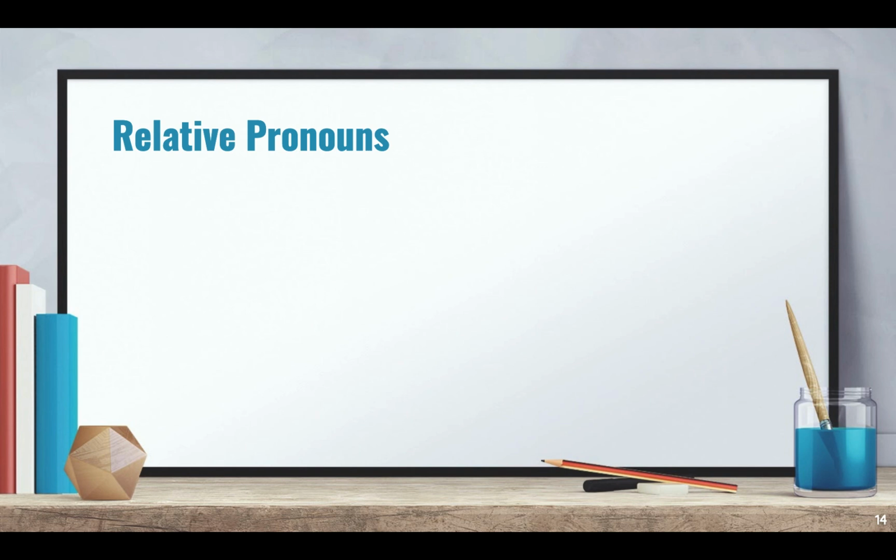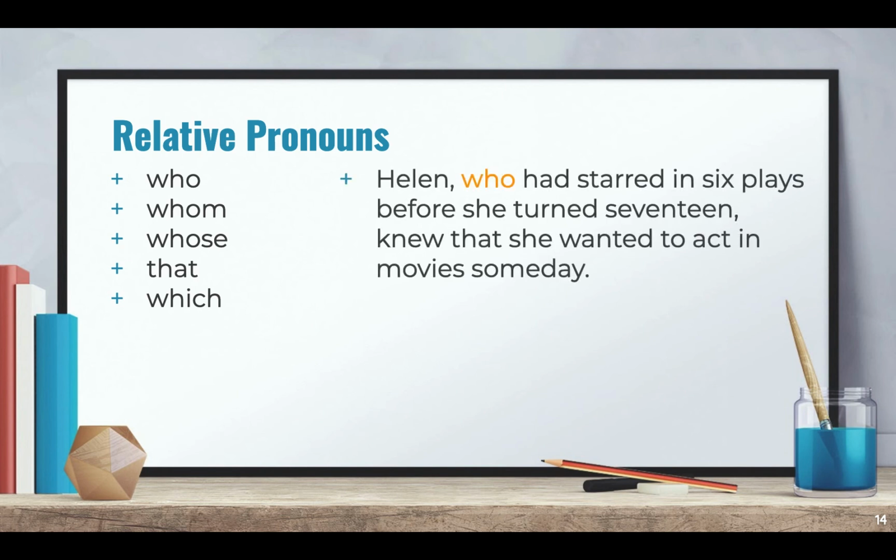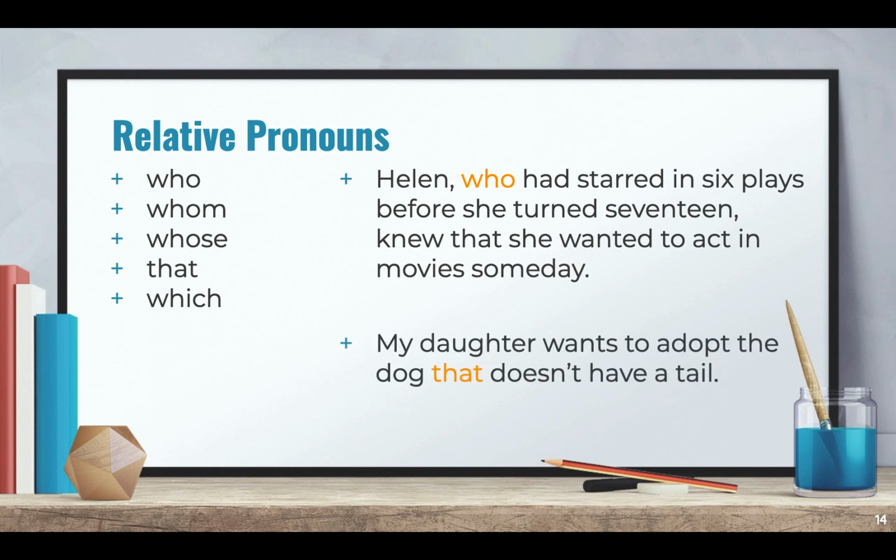There are 5 relative pronouns in English: who, whom, whose, that, and which. These pronouns are used to connect different clauses. Helen, who had starred in 6 plays before she turned 17, knew that she wanted to act in movies someday. My daughter wants to adopt the dog that doesn't have a tail. These pronouns behave differently from the other categories we've seen. However, they are pronouns, and it's important to learn how they work. 2 of the biggest confusions with these pronouns are that versus which and who versus whom, which will be covered in another video.